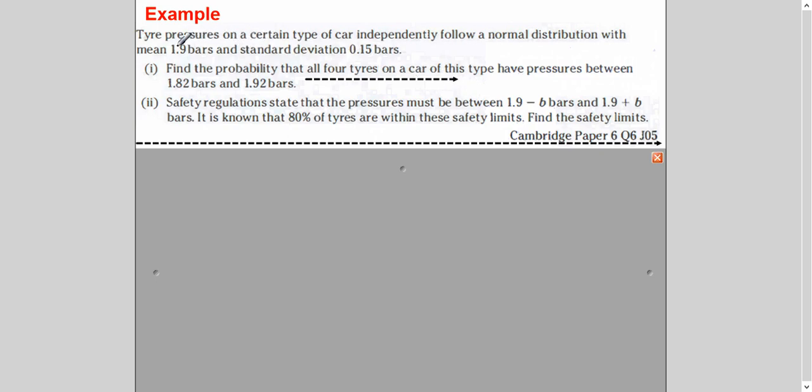They are talking about tire pressure, right? And certain types of car independently follow a normal distribution. The mean is given to you as 1.9 because pressure is measured in bars, so the unit is bar. 1.9 is the mean and 0.14 is the standard deviation. You have to find the probability that all 4 tires on a car of this type have pressure between this.